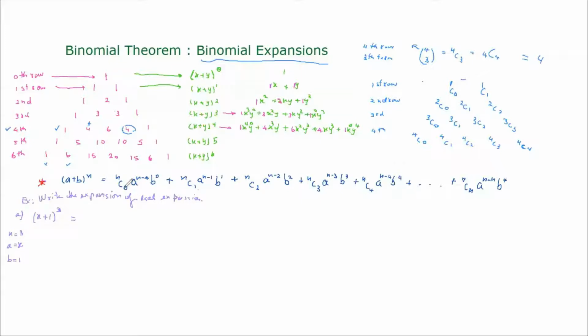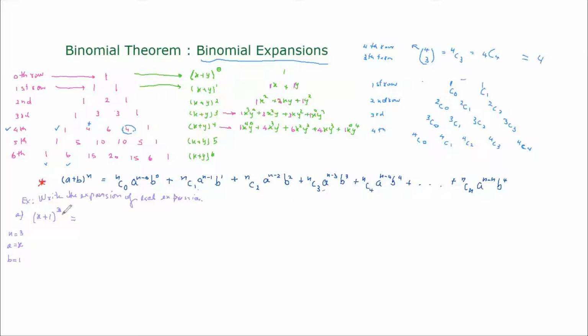For b, you get b power 0. And for the next one, a, you get n minus 1 here, b power 1 here. Follow the r in nCr; this is r, 1. And next one, a becomes n minus 2, a power n minus 2, and b power 2, and so on. nC3, then a becomes n minus 3, and b power 3 from here, and so on.